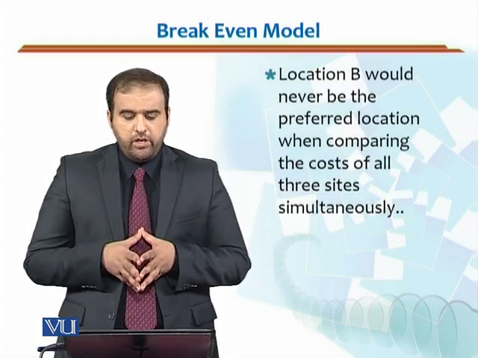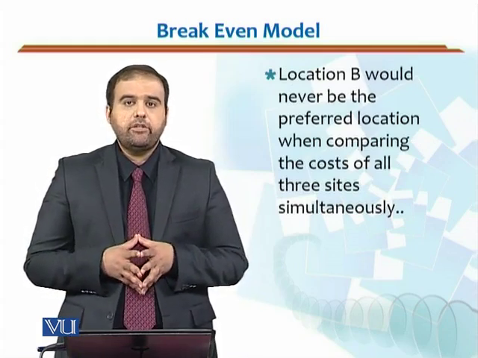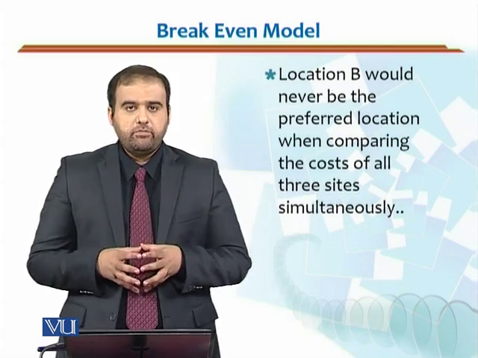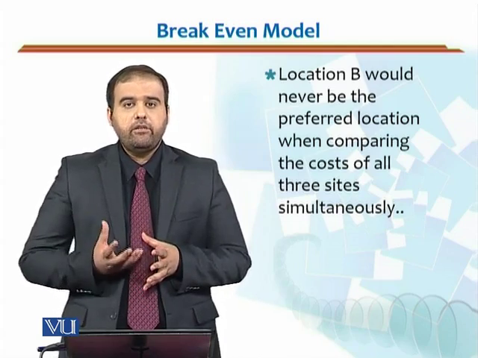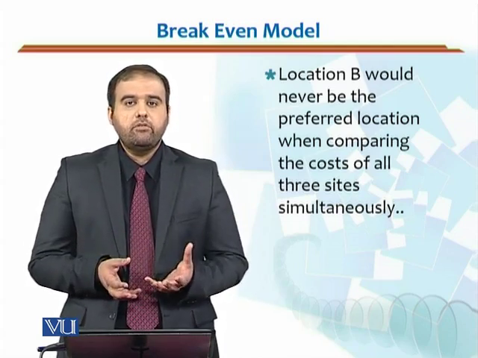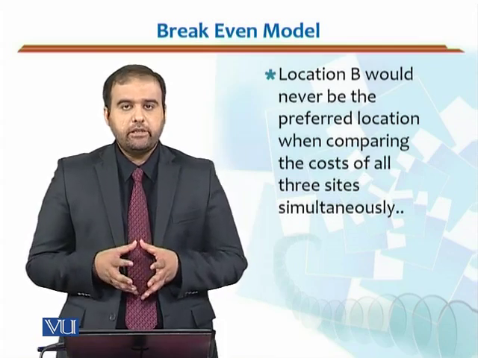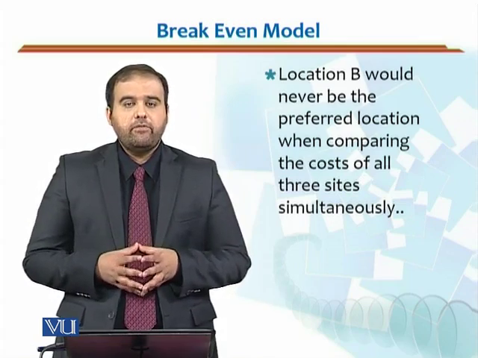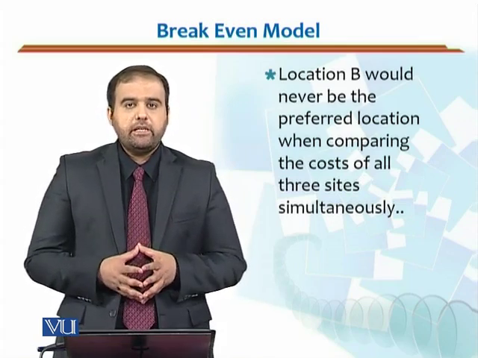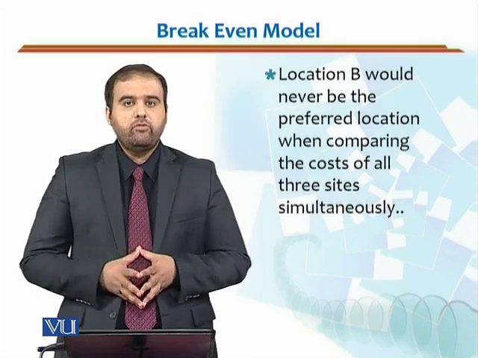Location B would never be preferred location when comparing the cost of all three sites simultaneously. Location B कभी भी इसमें attractive नहीं बन रही है. If it is a higher quantity, we are going for location C. If it is a lower quantity, we are going for A. B is like never a dominating site. तो ये analysis आपके पास break even में we can do it. Simple analysis है, but it gives you a very good insight that how would you actually go for your location.